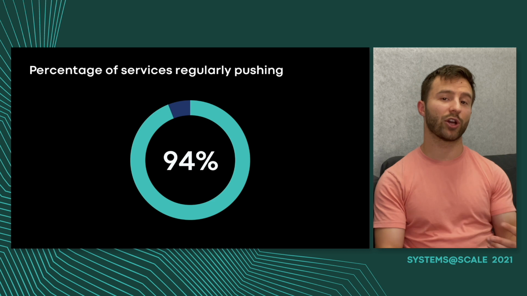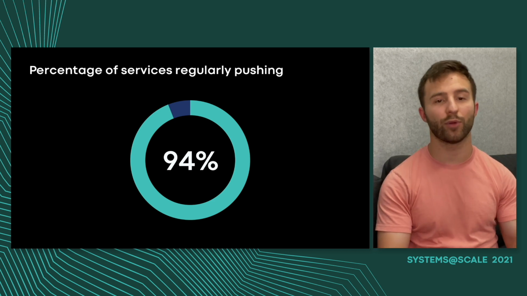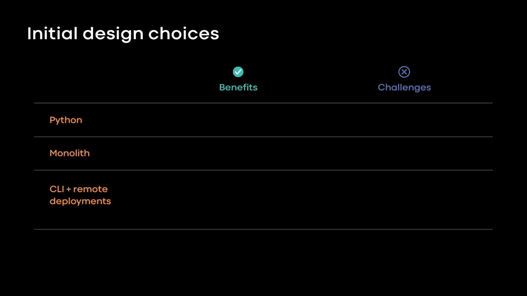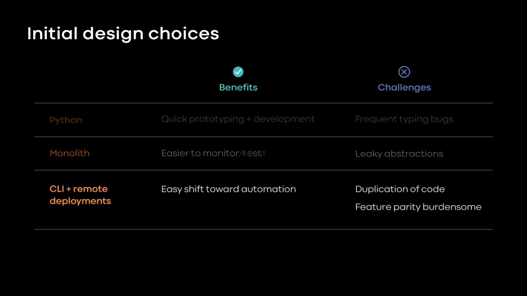But as much as we'd like to call it a day and go home, there was another big problem on the horizon, and it had to do with the evolution of our system over the years. Specifically, some of our initial design choices, which made sense at the time, presented scaling challenges as our team and our system matured. Python, for example, worked great when push was a command line tool, but it resulted in frequent typing bugs as our system scaled. Our codebase was also a monolith, consisting of a push service and multiple push types, which was easy to monitor and test at first, but resulted in leaky abstractions and spaghetti code later on.